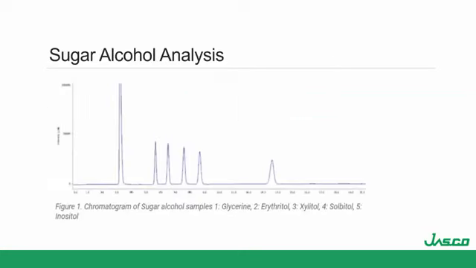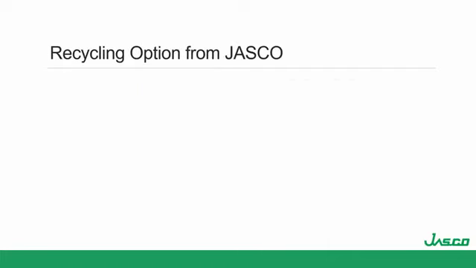Here's a sugar alcohol analysis. So here you see glycerin, erythritol, xylitol, sorbitol, and inositol. Now, I mentioned that you cannot run gradients with this technique. So what are some other ways we can go about increasing efficiency?